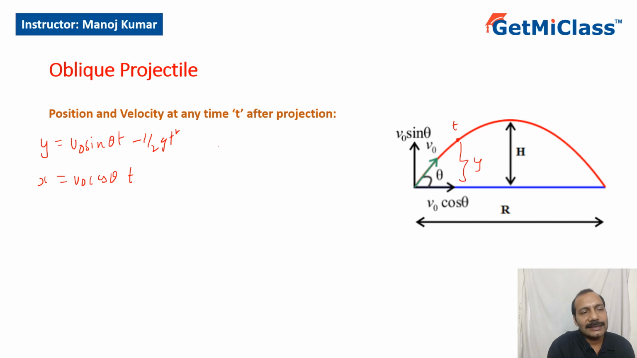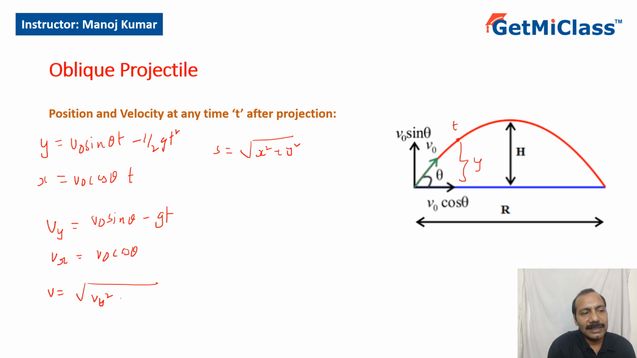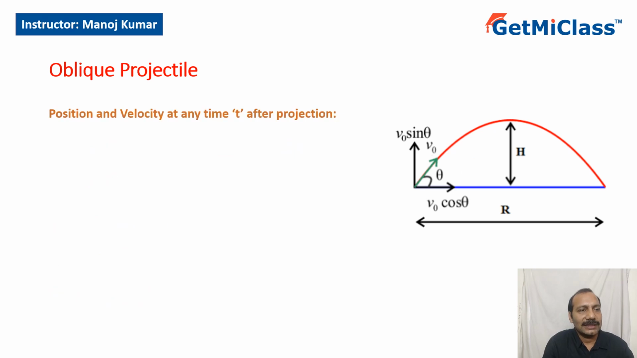So if I want to find net displacement, I can say net displacement equal to under root of x square plus y square. Similarly, if I want to find velocity, vertical velocity is how much? We can see vertical velocity Vy is v naught sin theta minus g t. And what is Vx? Vx is v naught cos theta, because horizontal velocity remains constant. So if I want to find the magnitude of net velocity, it will be under root of Vy square plus Vx square. In this way, we find out what is the magnitude of velocity or the displacement at any time t after projection.